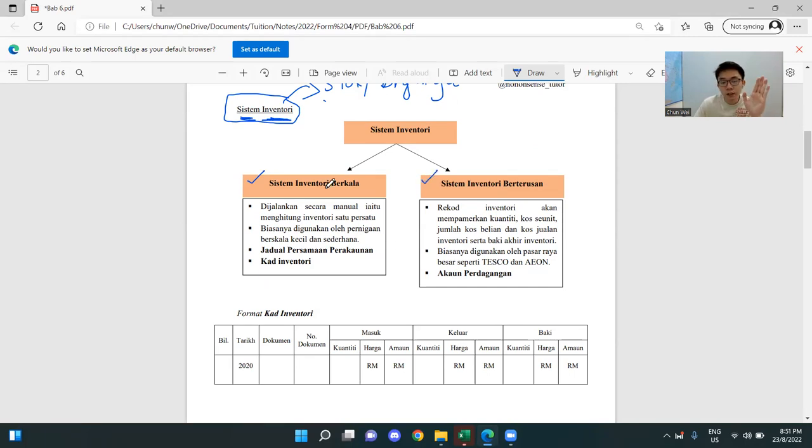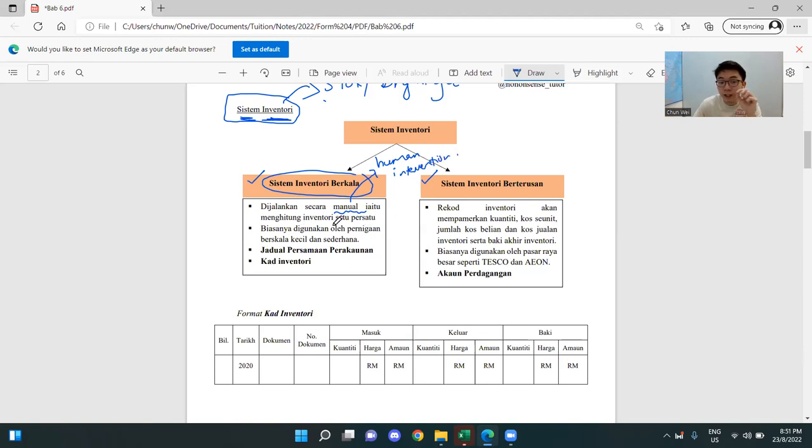Okay, so you can see that. Let me just explain this system inventory berkala first. For this system inventory berkala, you can see that dia dijalankan secara manual, right? And what does manual mean? Means one by one, using human effort, human intervention.